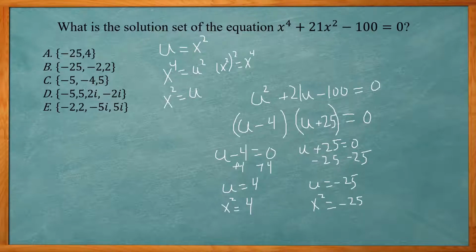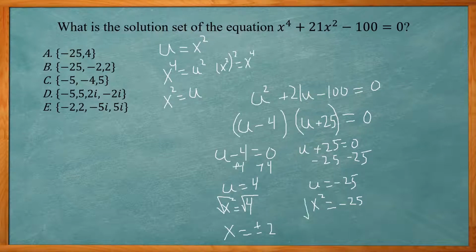Now to solve for something squared, you've got to take the square roots of both sides. Here x is going to be equal to plus or minus 2, because positive 2 squared is 4, and negative 2 squared is also 4. So negative 2 times negative 2 gives you 4. So x can be positive or negative 2.